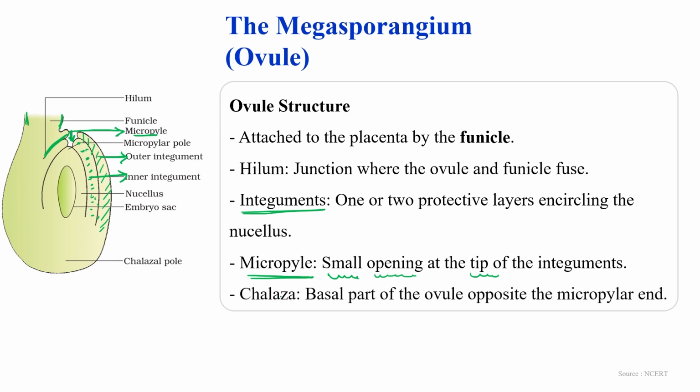Okay, and then the chalaza. What is this chalaza? It is the basal part of the ovule, just opposite to the micropylar end. The micropylar end is present over here, so just opposite to this end, this part is known as the chalaza.